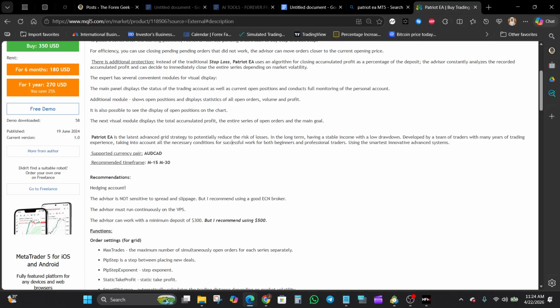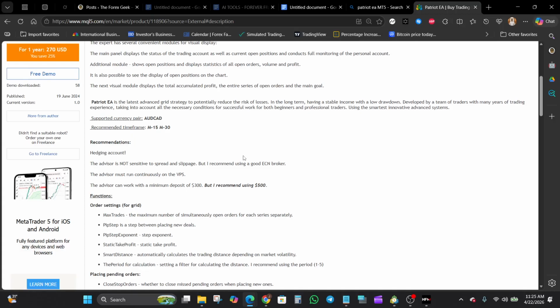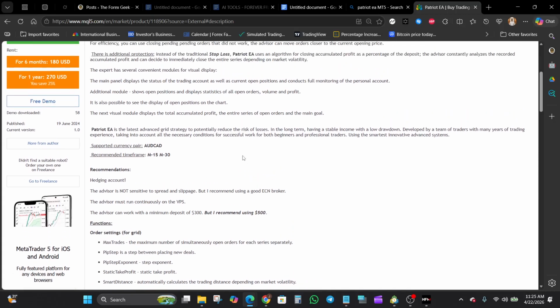All right, now let's talk about how this EA actually works under the hood. The core of Patriot EA is a multi-layered grid system, but instead of treating all positions as one basket, it actually splits them into independent grids or series. So that's important because it allows the EA to manage different clusters of trades separately instead of locking everything into one large drawdown cycle. Now, one of the standout features here is something called smart distance.